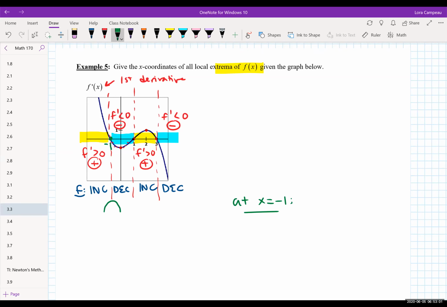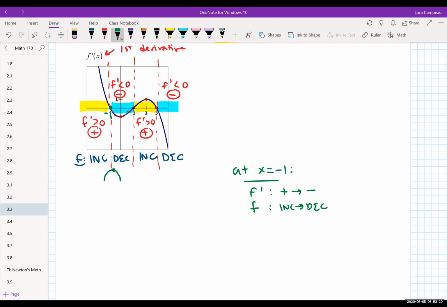So what does that look like to you? We go, f prime goes from positive to negative. f goes from increasing to decreasing. So we have ourselves a local max at f of -1.